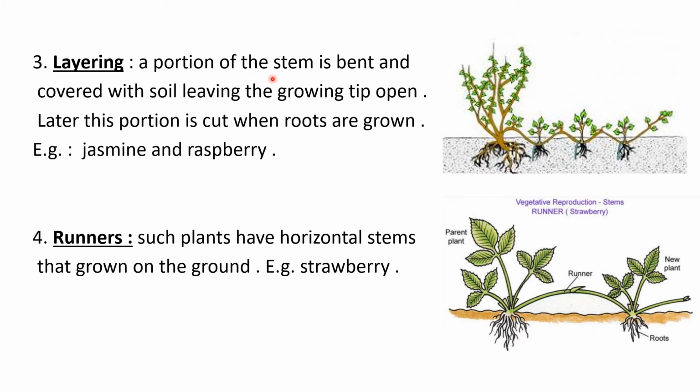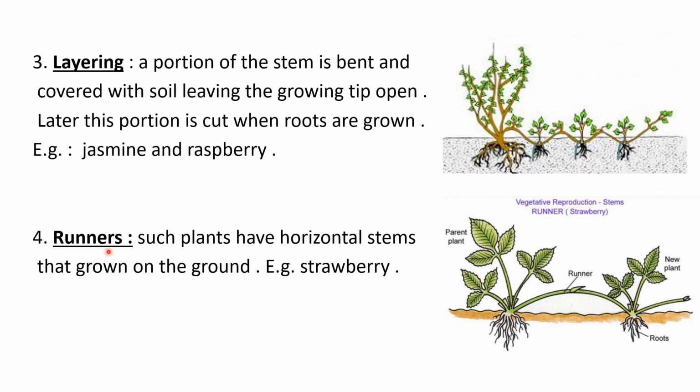Layering is when a portion of the stem is bent and covered with soil, leaving the growing tip open. Hope you all have understood this process. Later, this portion is cut when roots have grown. Understood? This process can be done in plants like jasmine and raspberry.